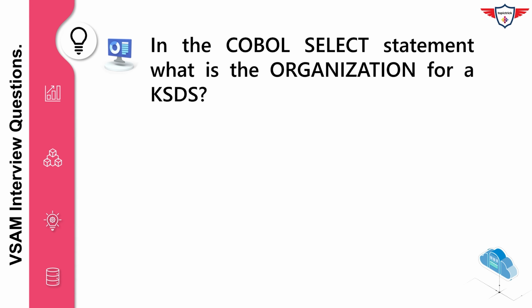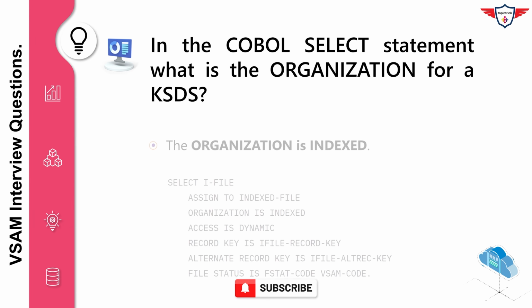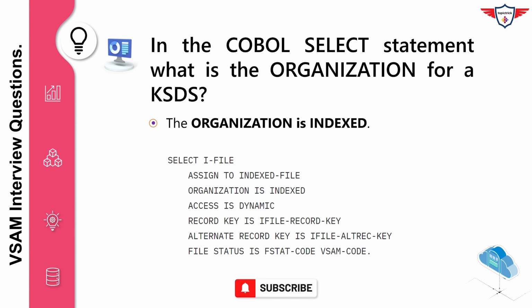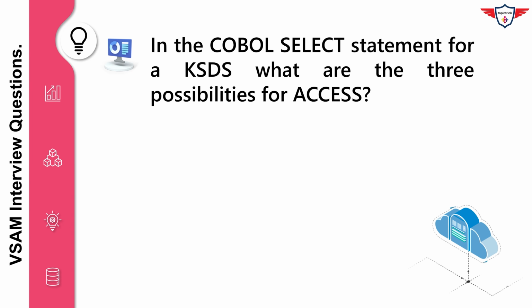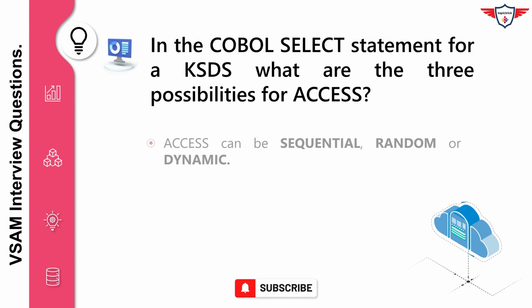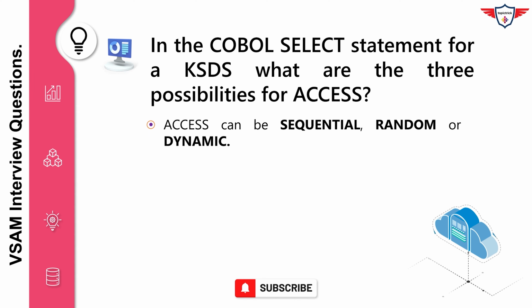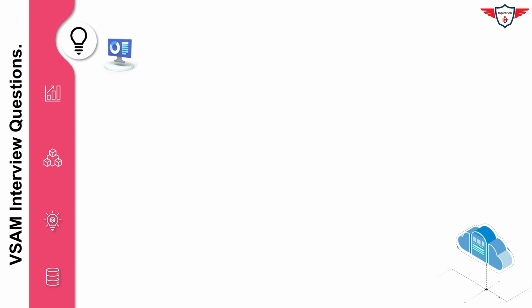In the COBOL select statement, what is the organization for a KSDS? In the COBOL program, the organization is indexed. In the COBOL select statement for a KSDS, what are the 3 possibilities for access? In the COBOL program, access can be sequential, random, or dynamic.